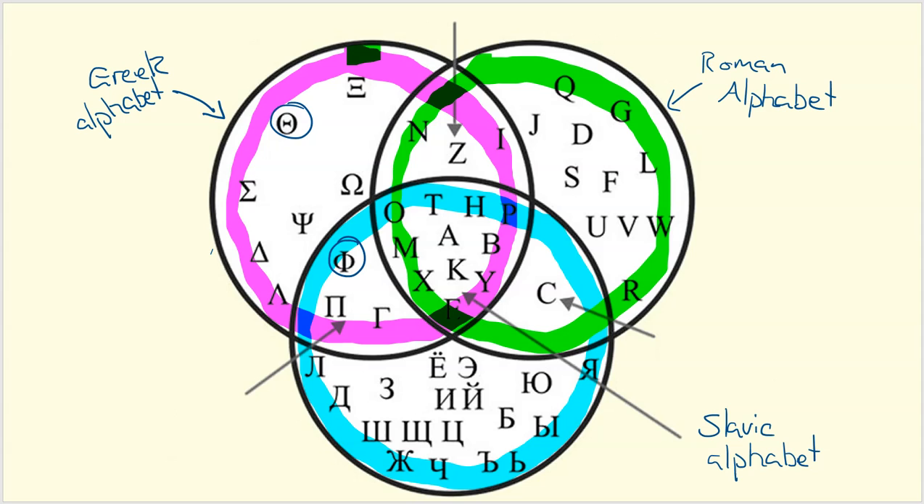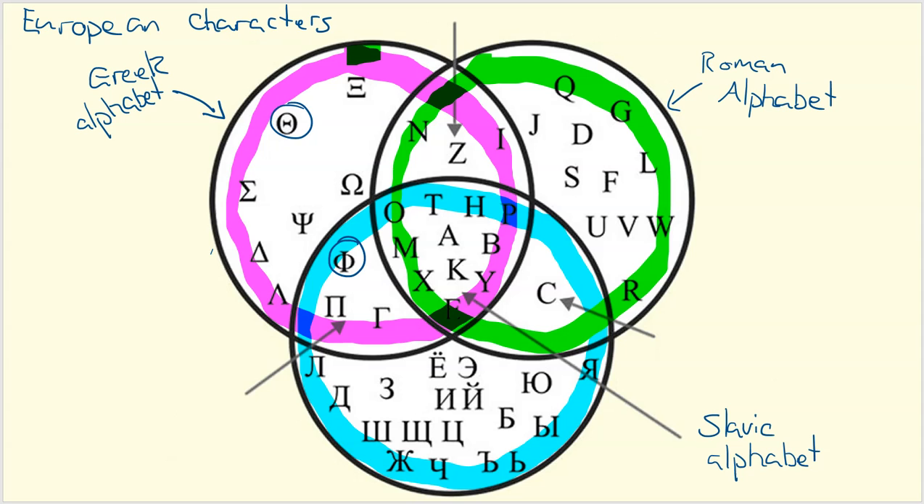But the point I'm trying to make here is notice that all of these alphabets could be described as a set. And notice, where are all of these alphabets used? Well, they're used in Europe. So these could be European characters.